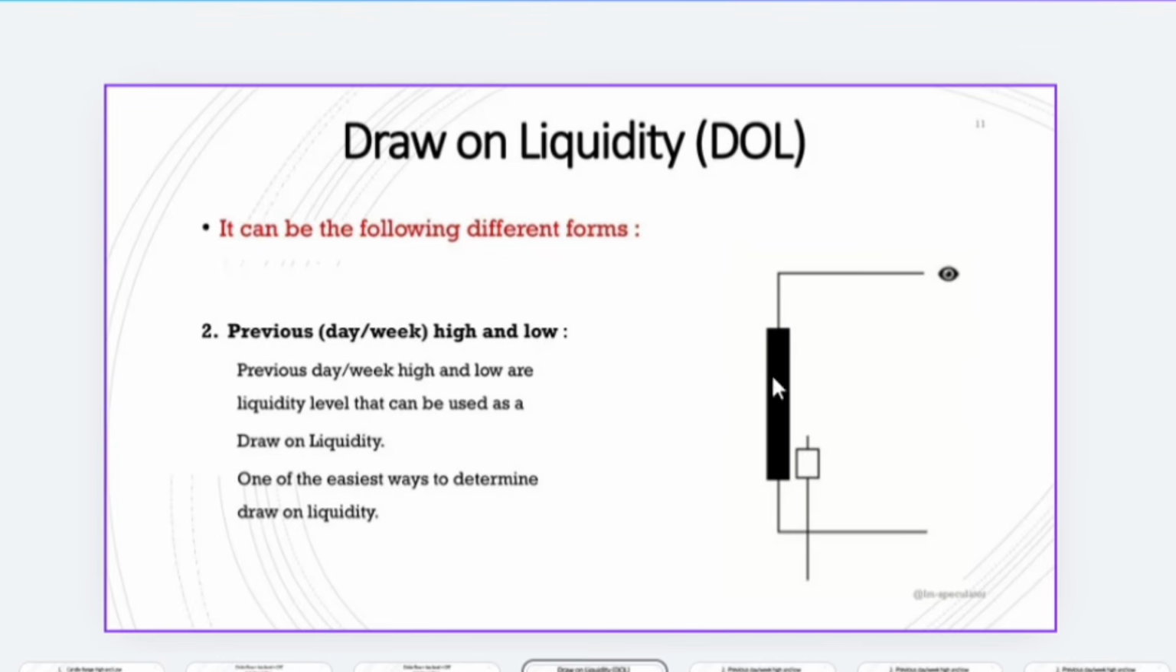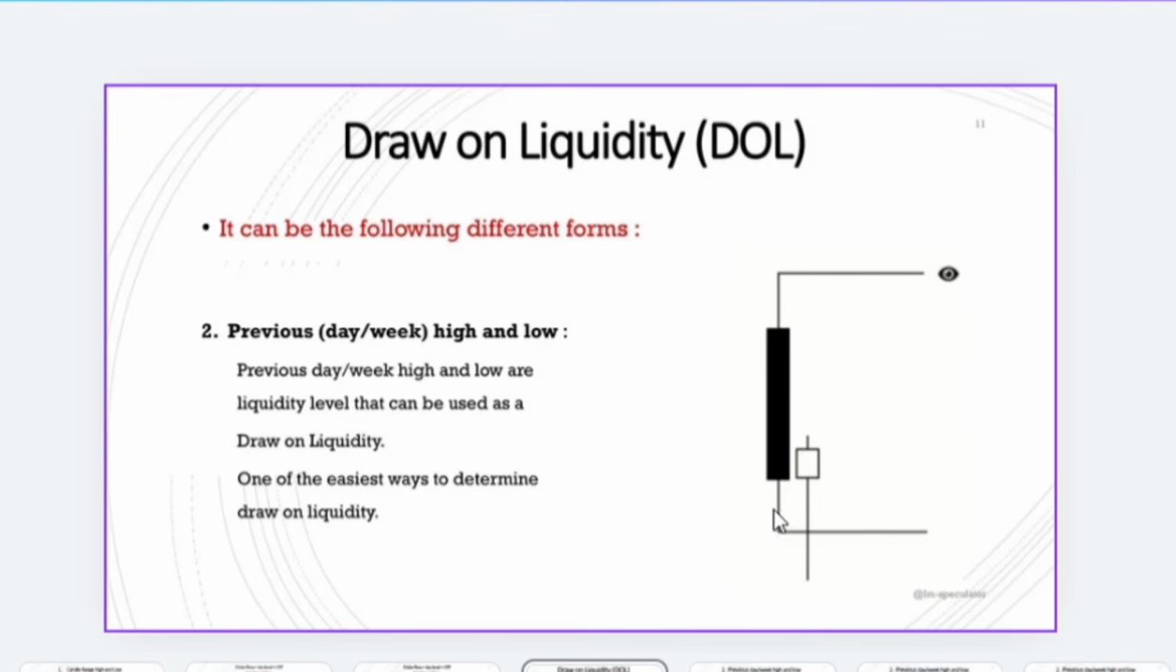This is a daily candlestick, and inside this daily candlestick, we have this daily high and daily low. Our liquidity resides above here and below here. This is the short-term liquidity and this is the long-term liquidity.